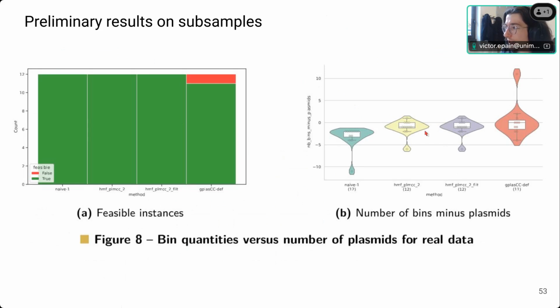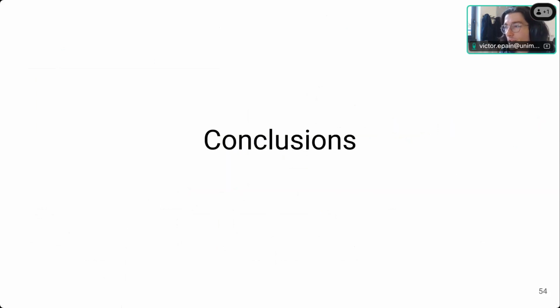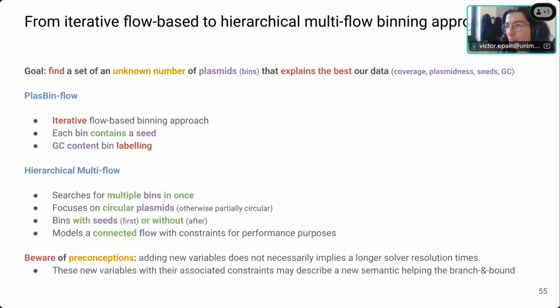And figure B represents the differences between the number of bins and the number of plasmids we wanted. GplusCC is quite great because the mean is at 0 and the box plot is not so large. We are comparable. So we have to do larger benchmarks. As some conclusions, I will interpret some results.